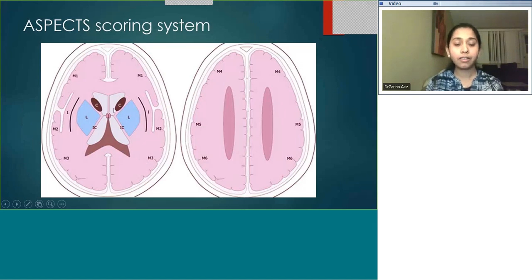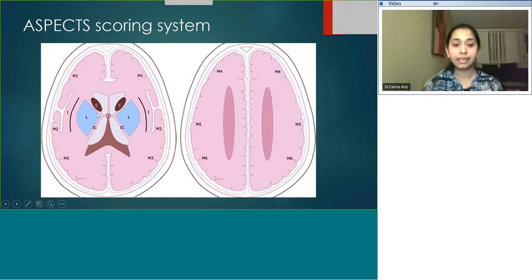So basically on axial CT scan of the head at the level of basal ganglia and higher up at the level of the centrum semiovale, these are the two cuts which we generally take to quantify or to give the ASPECT scoring. Basically, the MCA territory is divided into 10 regions and given a score of 1 to each. The first region is the insula, then the frontal operculum, M1, and then the temporal lobe, anterior temporal pole is M2, and posterior temporal region is M3. So insula, M1, M2, M3.